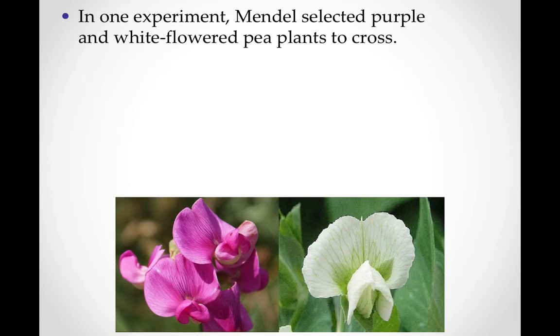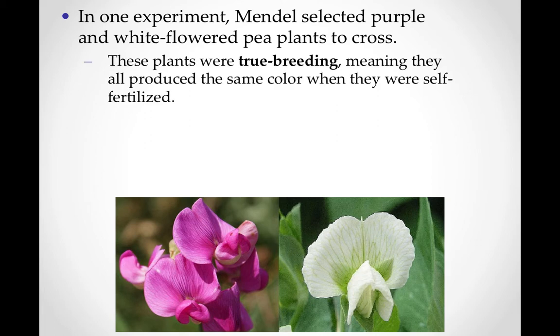In one experiment, Mendel selected the purple and white flowered pea plants to cross. So he's crossing just the flower color of those 7 traits here. The plants were true breeding, which meant they all produced the same color when they were self-fertilized. Whenever the purples self-fertilized, they produced all purple. When the whites self-fertilized, they produced all white. So they were true breeding. That means both of the parents were purple or both of the parents were white flowered.